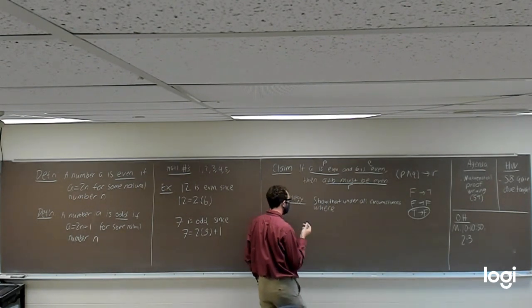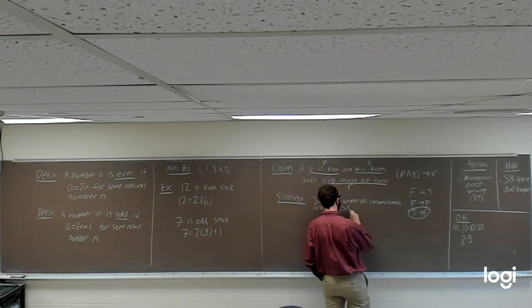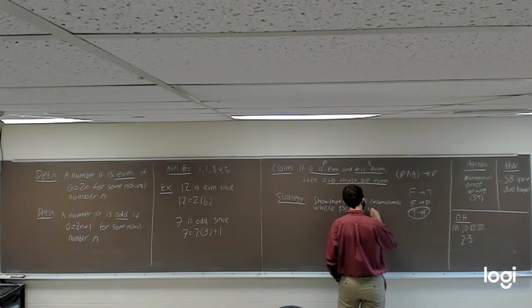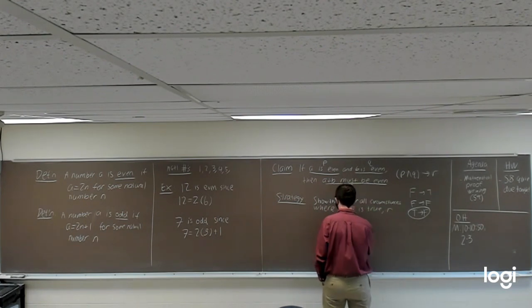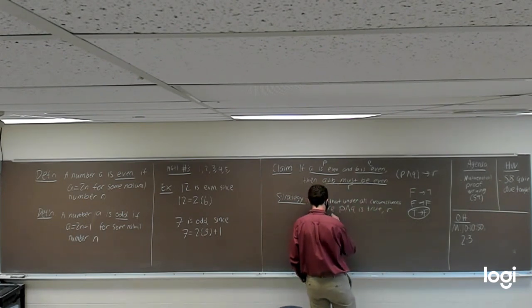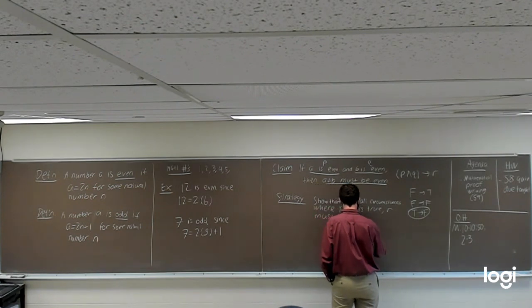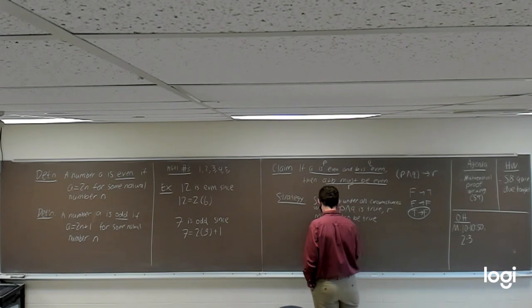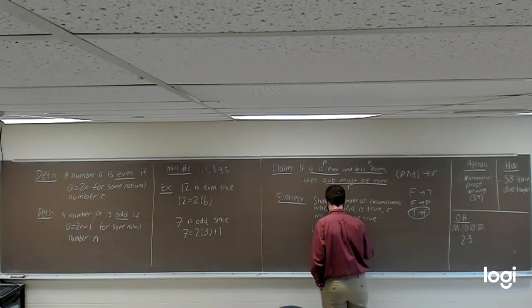We're going to show that under all circumstances where P and Q is true, R must also be true. So we can't have a true implies false scenario.